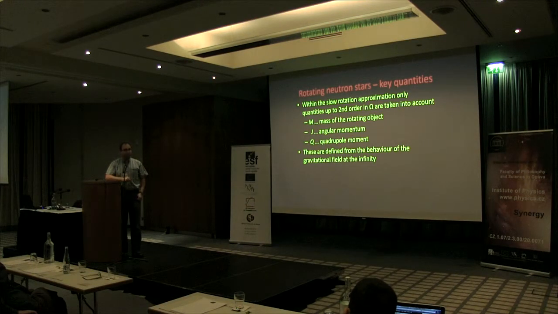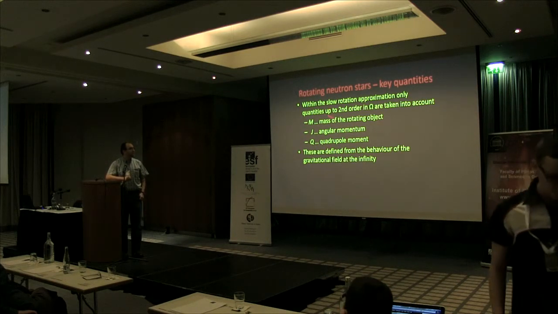So the key quantities of rotating neutron stars in the Hartle-Thorne approximation, where things are taken only up to second order in the star's angular velocity, are the gravitational mass of the rotating object, which also includes the kinetic energy corresponding to the rotation, the angular momentum of the star, and its quadrupole moment. These three quantities are defined from the behavior of the gravitational potential at infinity.